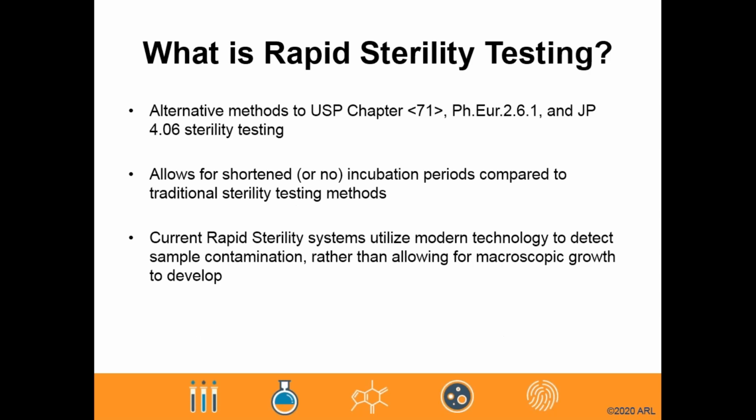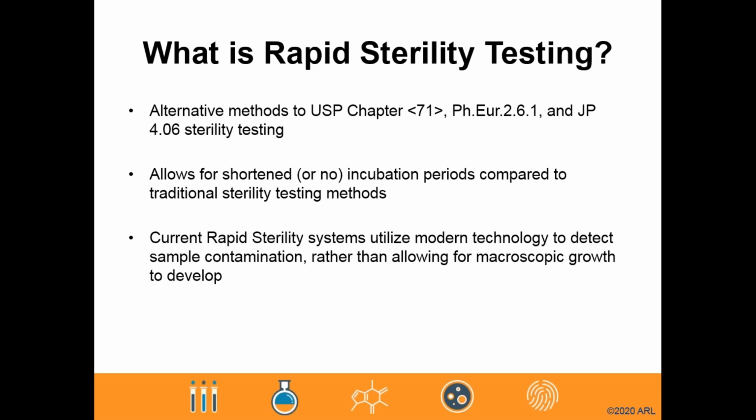Rapid sterility methods are part of a larger group of tests termed Rapid Microbiological Methods, or RMMs. This term generally includes rapid sterility methods, but is a bit more broad, where it also includes bioburden testing, environmental monitoring testing, and so on. For this webinar, I will focus specifically on the RMMs that are used for sterility testing.